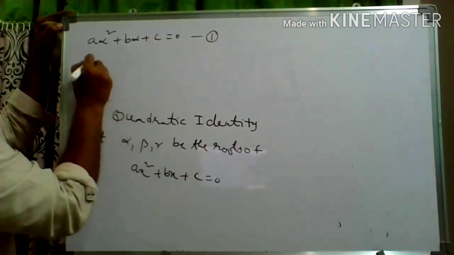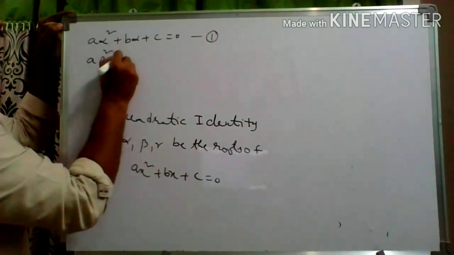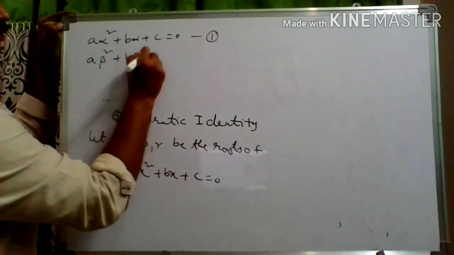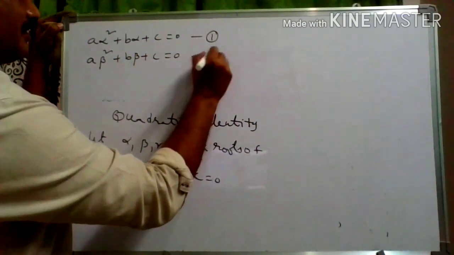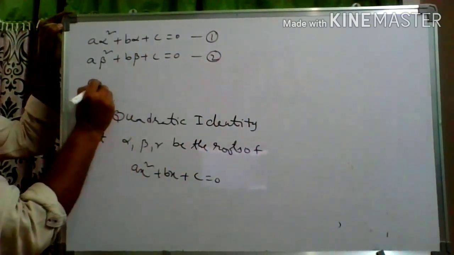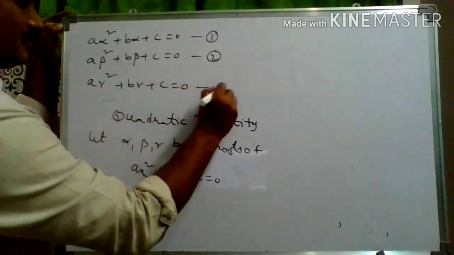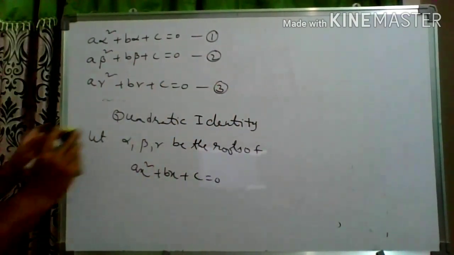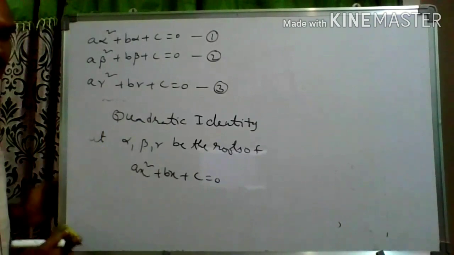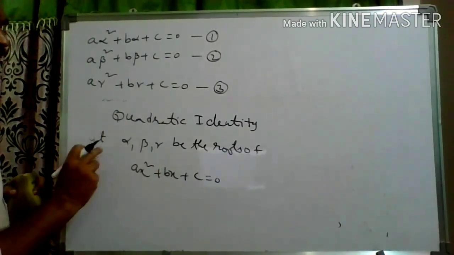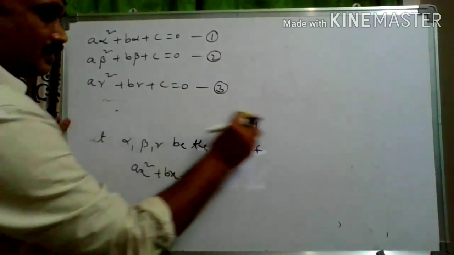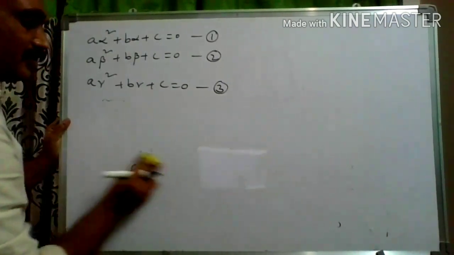Students, beta is a root: a beta square plus b beta plus c is equal to 0. This is equation number 2. Gamma is a root: a gamma square plus b gamma plus c is equal to 0. This is equation number 3. So three roots alpha, beta, gamma: alpha is a root, beta is a root, gamma is a root.